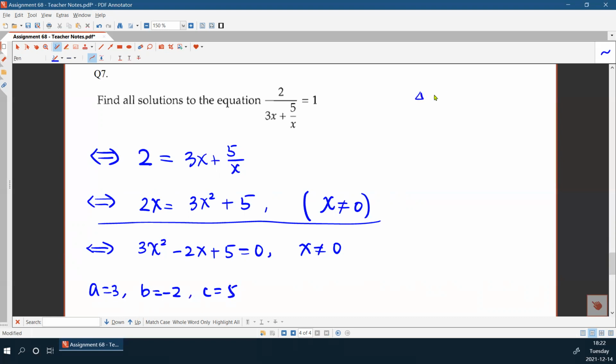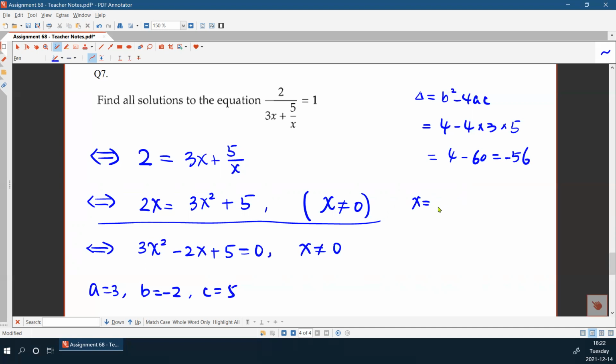So our determinant delta is b squared minus 4ac, which is 4 minus 4 times 3 times 5, which is 4 minus 60, which is minus 56, right? So note here, minus 56 is less than 0. So pay special attention to this case. That means we need to solve this equation in the complex number domain. You will have imaginary solutions.